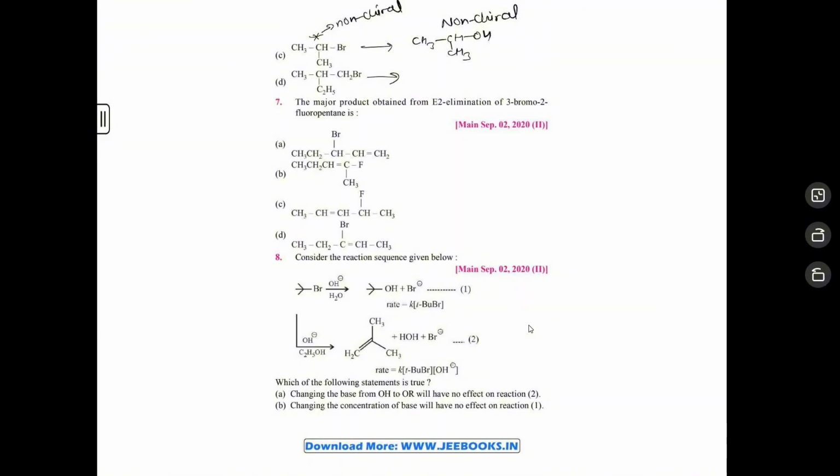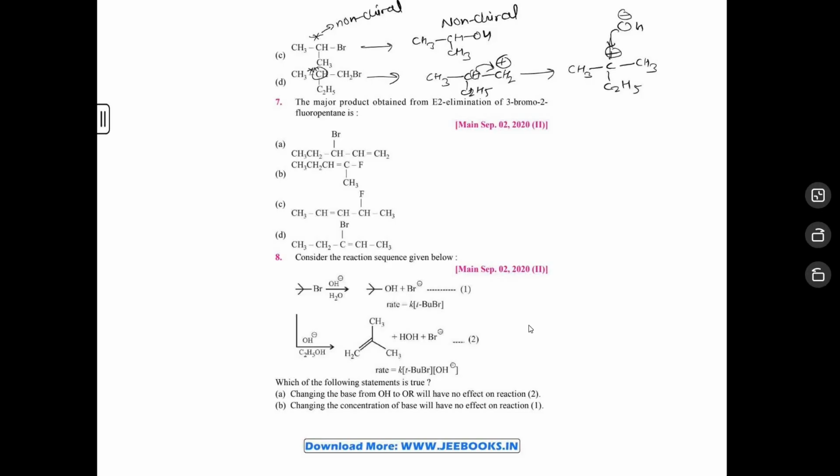In option D, we can see that this carbon is chiral, and the possibility here is that these halides break down to give this carbocation, and then through rearrangement it gives a more stable tertiary carbocation, and after that this hydroxide nucleophile attacks to give this product.